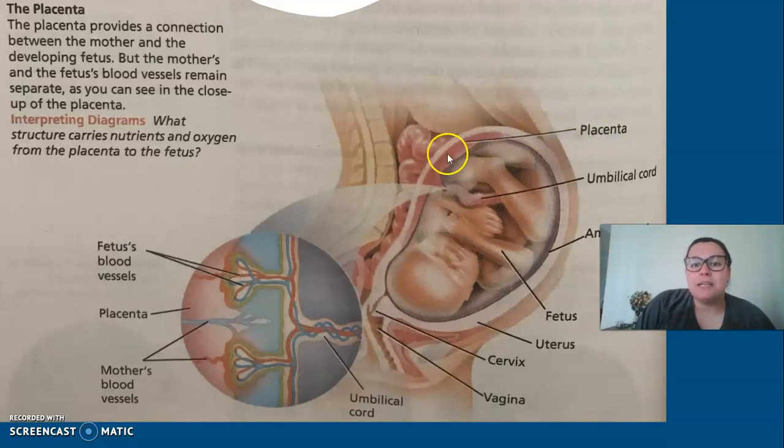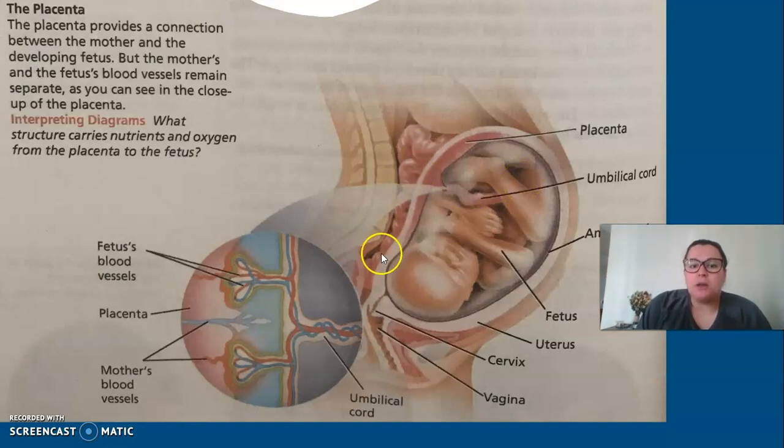Now, the baby is connected to this placenta by the umbilical cord. You can see right here the amniotic sac that surrounds it. It looks like an egg, basically. It is filled with fluid. Whenever the mother's water breaks, that fluid rushes out, and that's the water that she feels.